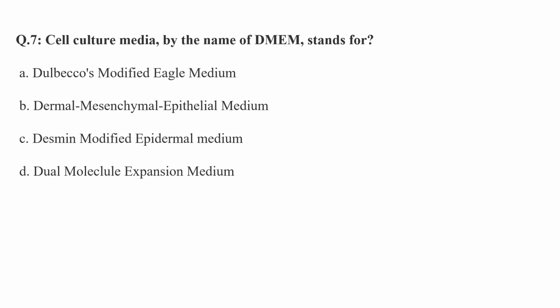Dulbecco's Modified Eagle's Medium is mostly used for different types of cell cultures. It's a basic media, but for some types of cells there are specific requirements. In that case, specific media are used for those types of cells.